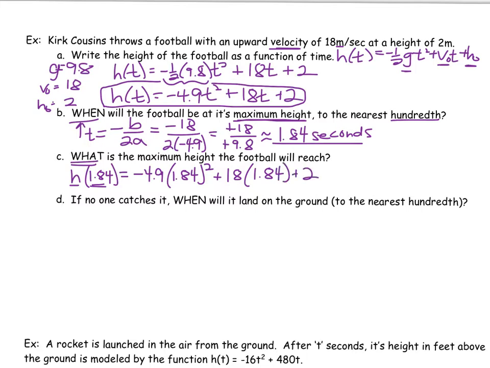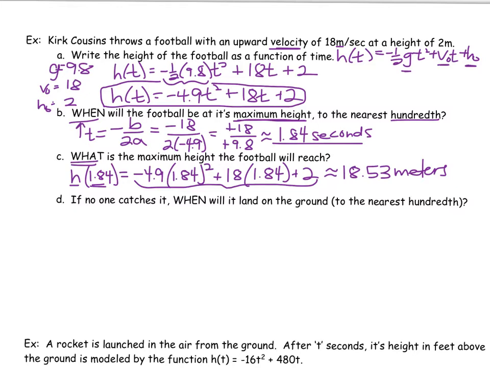If you're careful, you should be able to plug that entire thing in at once, which is kind of nice. So go ahead and try to type that in. Watch your order of operations, watch your pluses and minuses, and you should get a height of approximately 18.53 meters. That would be the maximum height the ball reaches.